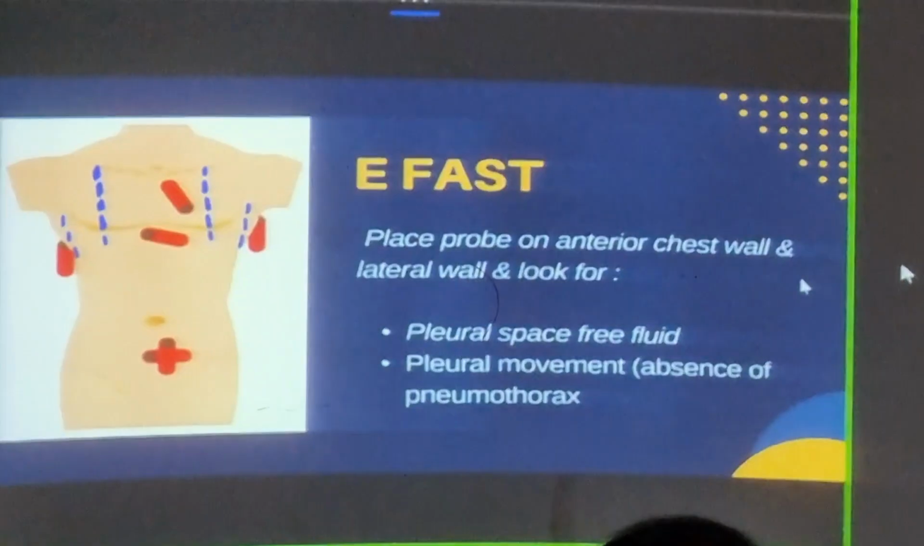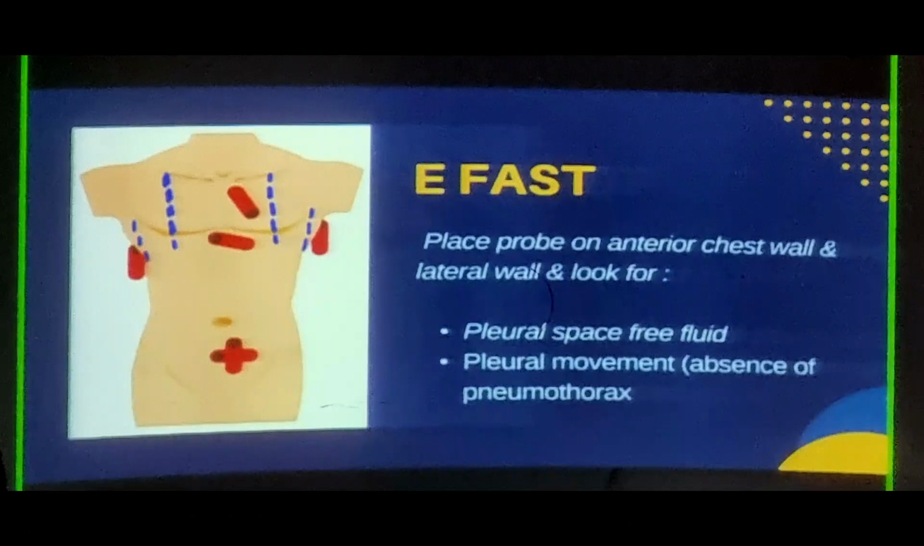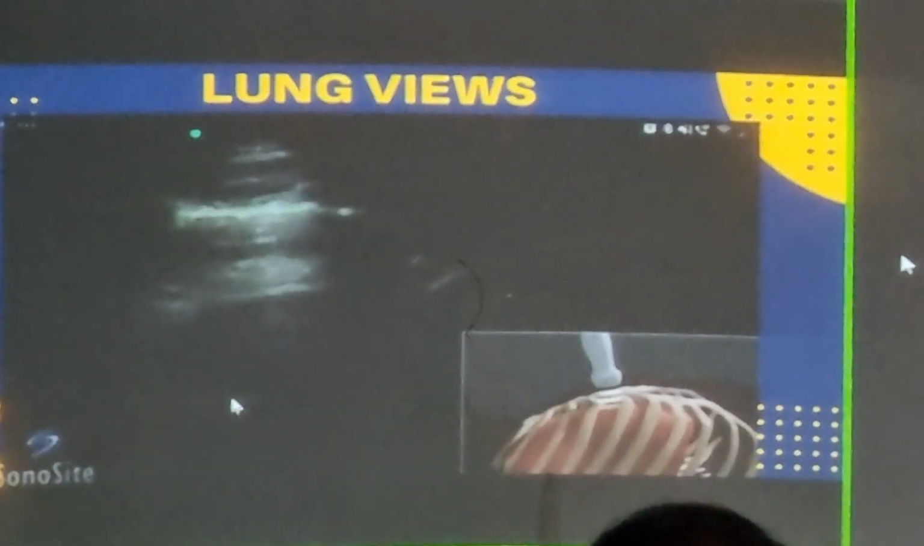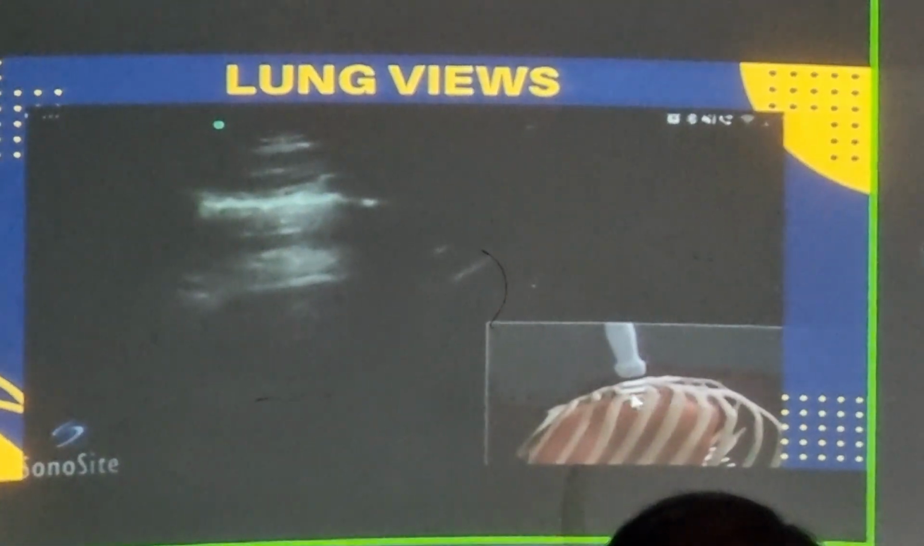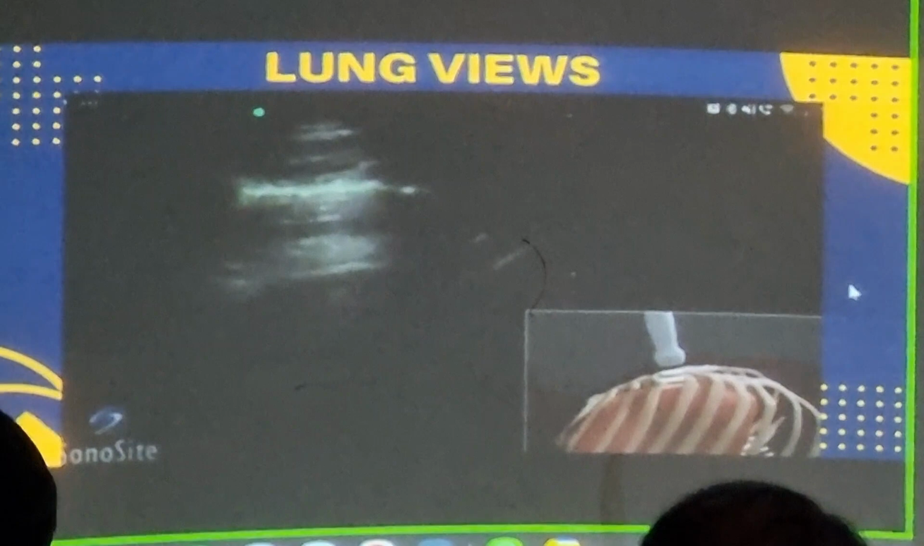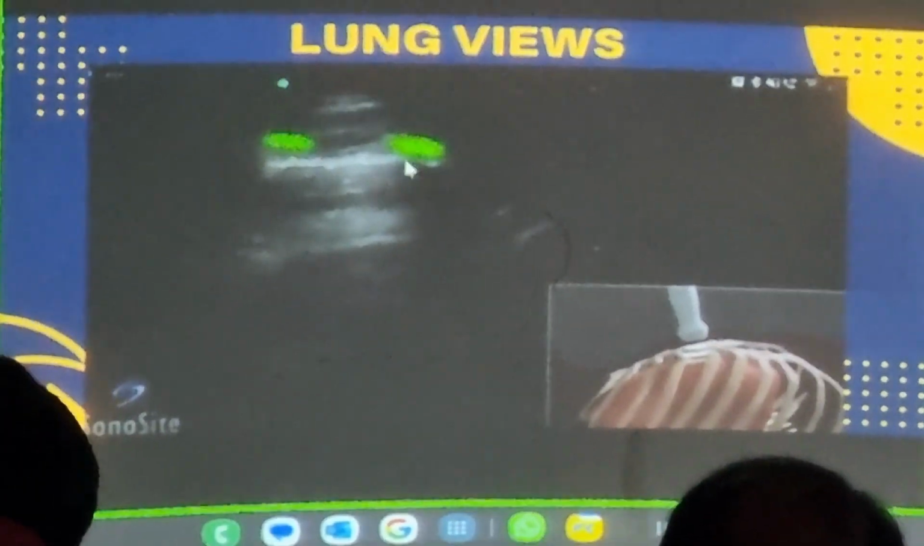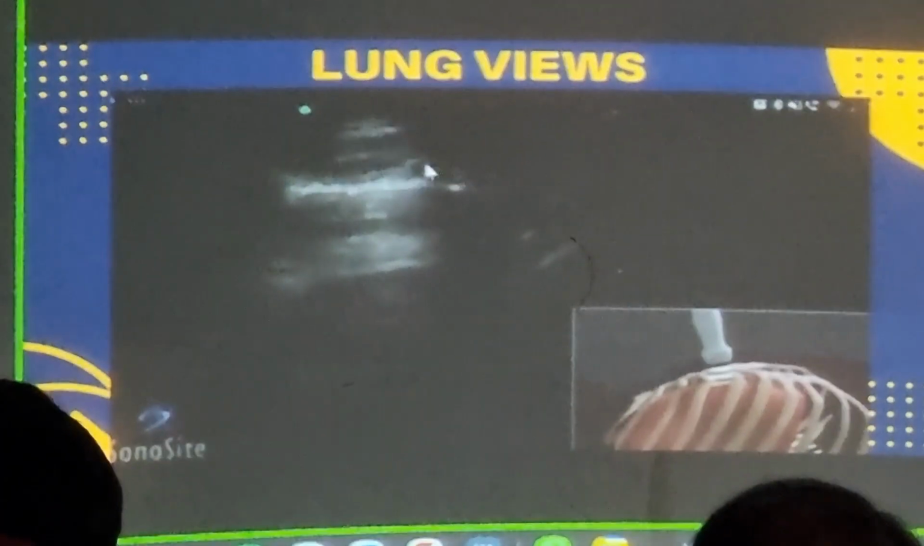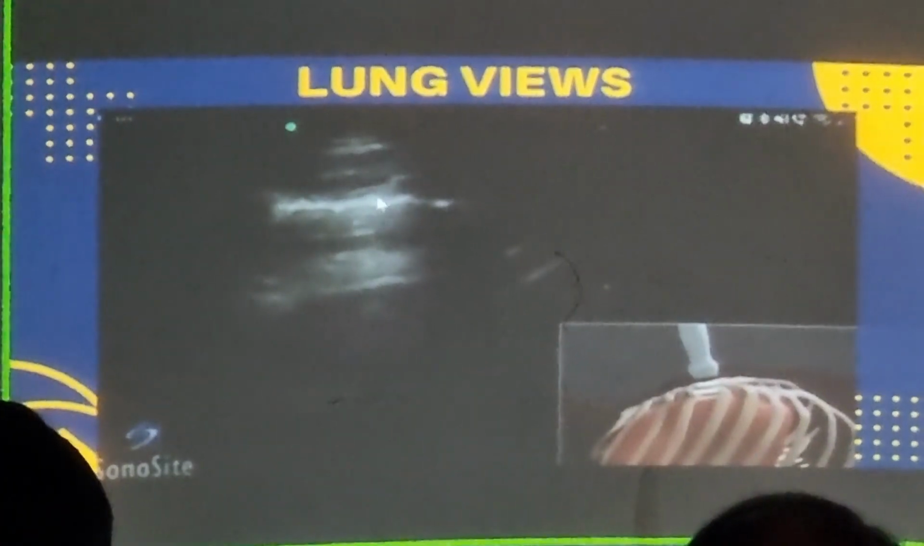And this is my personal best view, my favorite view, when you just put the probe in between the rib spaces and see this, and you can see what effects it's got. If this side is increased in size, that means it may be a PE or something obstructing, and the right side is bigger than the left side. Okay?